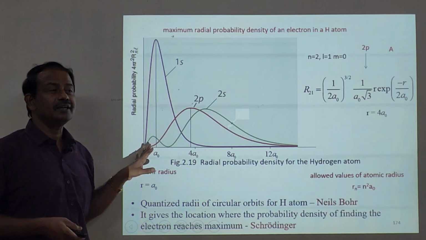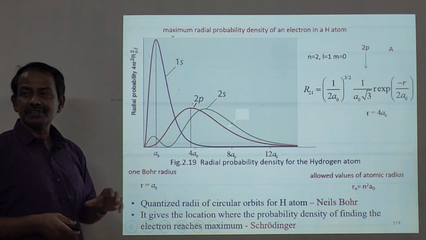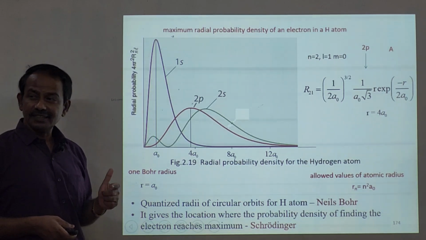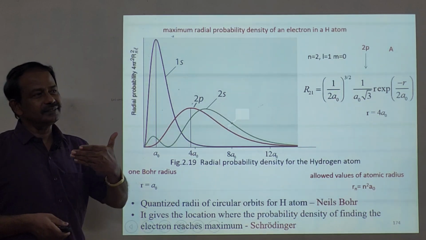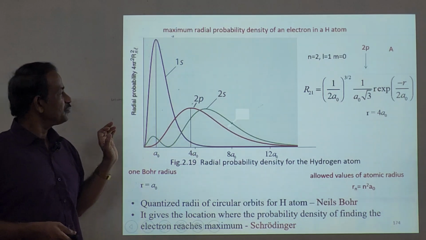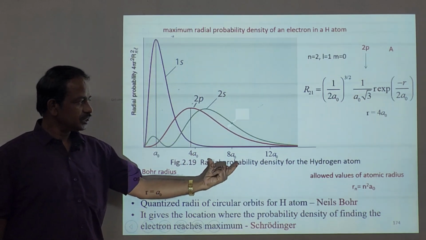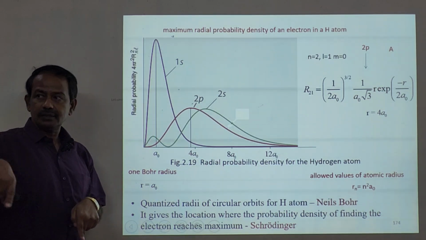So this is Schrödinger's diagram for the radial probability density for the hydrogen atom. Erwin Schrödinger, in 1926, in the month of February, published a paper, and from then onwards he published 4 papers. So this graph is about radial probability with respect to your distance from the origin to the orbit.